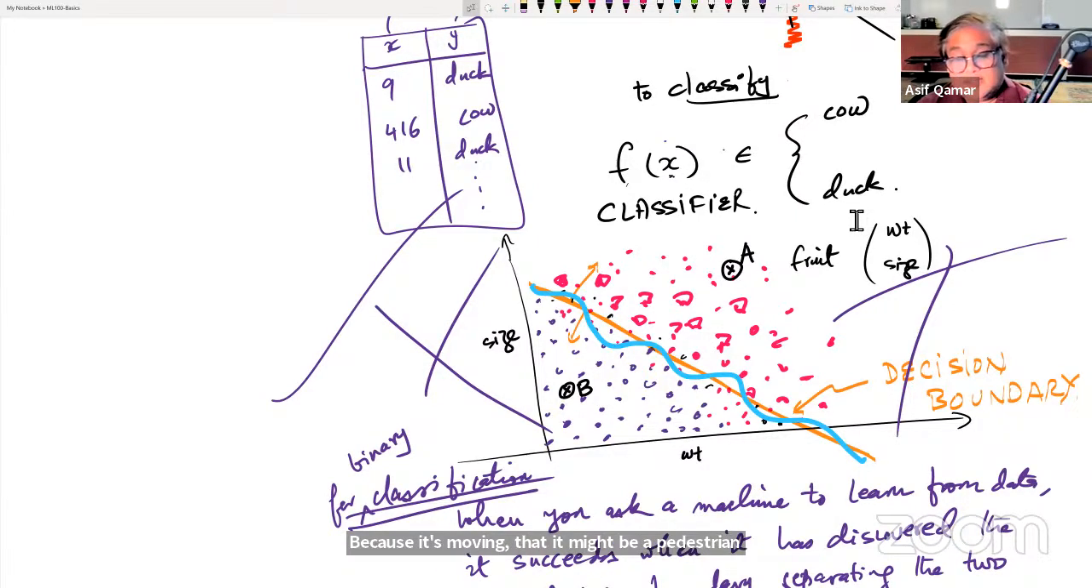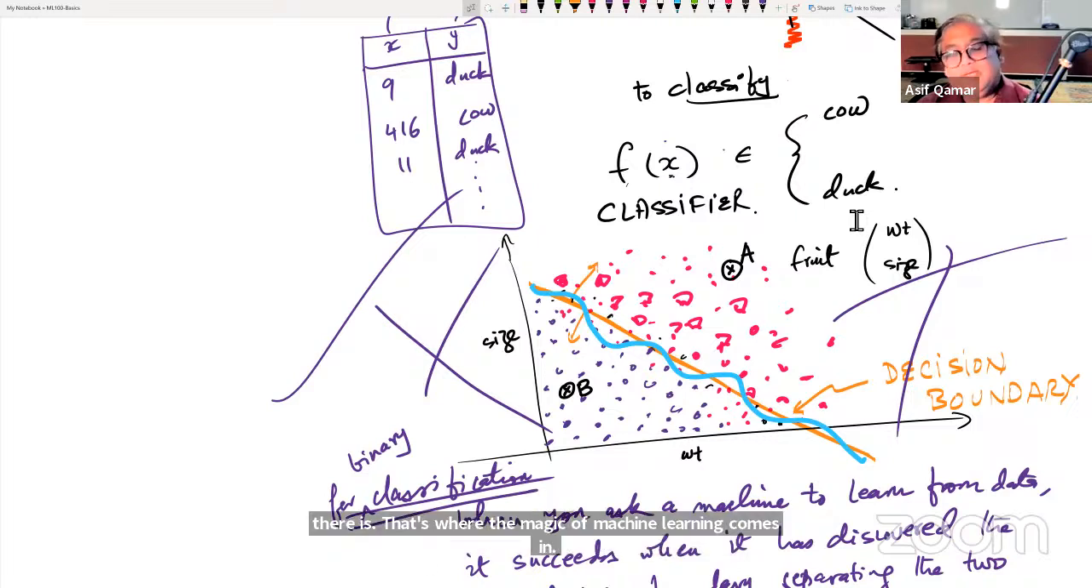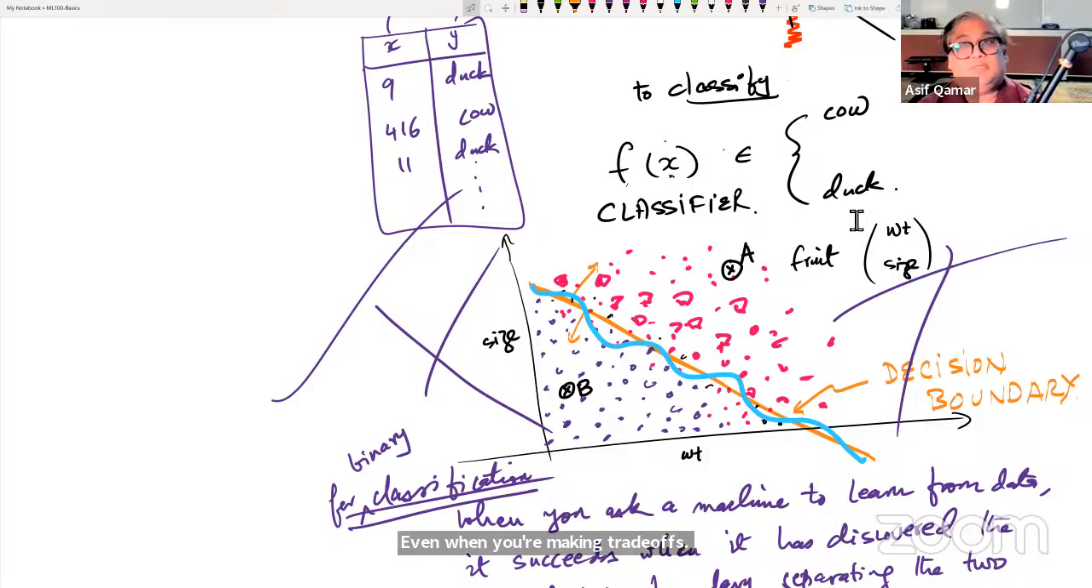So that's where the magic of machine learning comes in. How do you, even when you're making trade-offs and leaning one way or the other, saying be absolutely sure you're not hitting a pedestrian or a human being, nevertheless still function? You have a very low false negative rate and still an acceptably low false positive rate. You don't get trigger happy and say everything looks like a pedestrian.